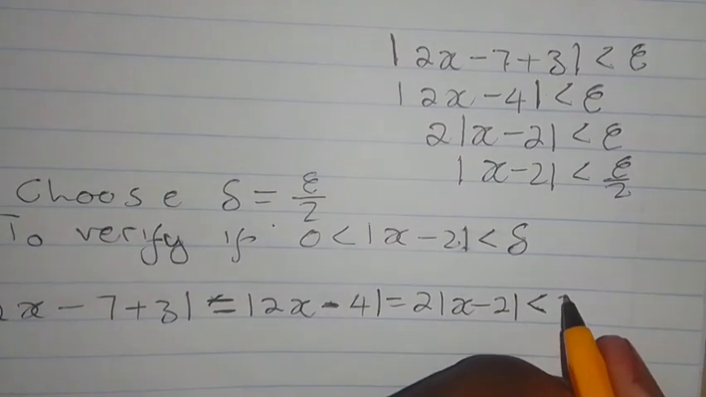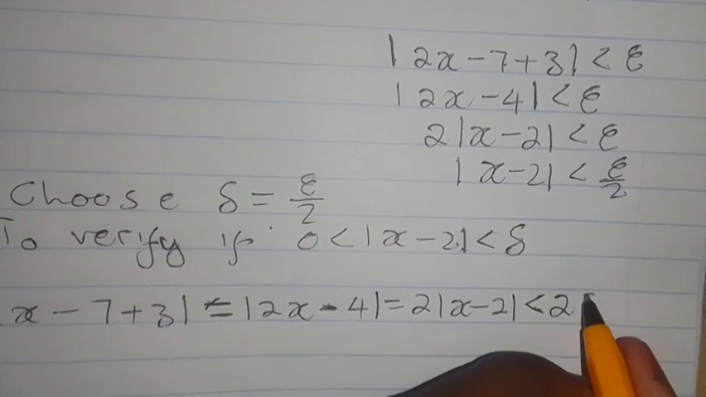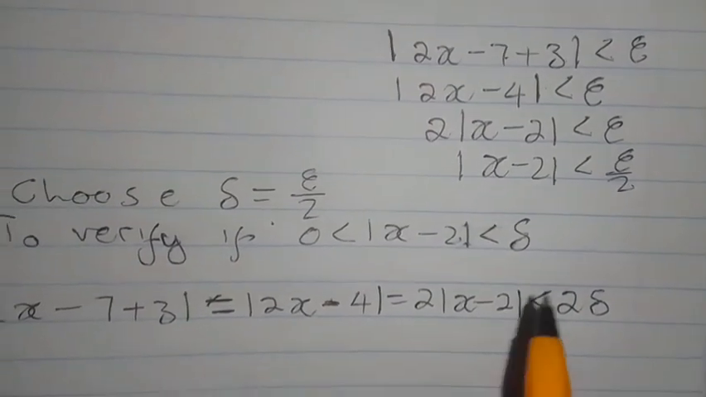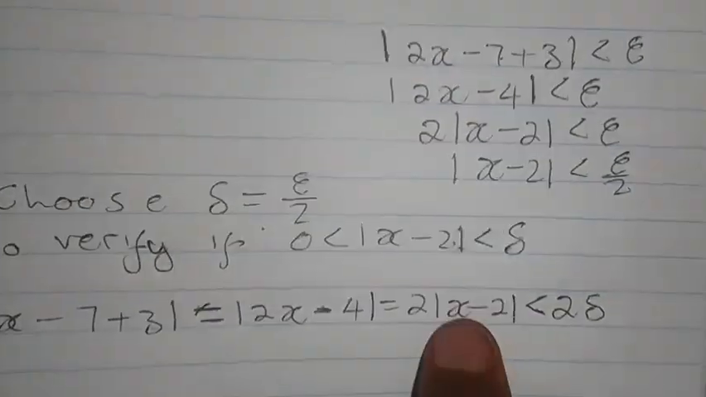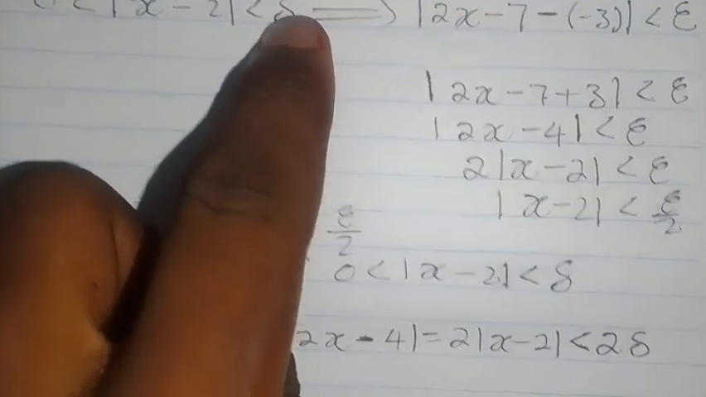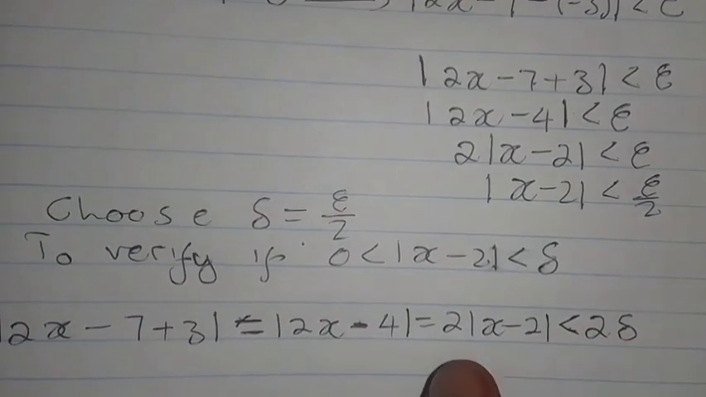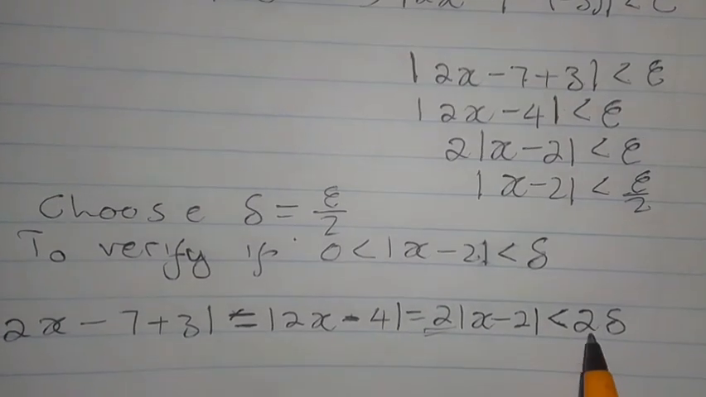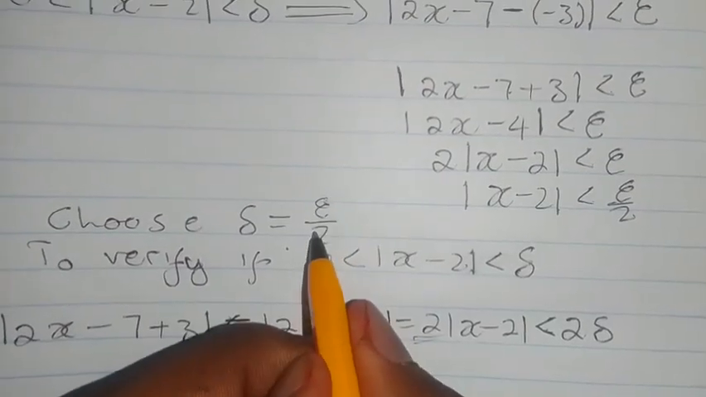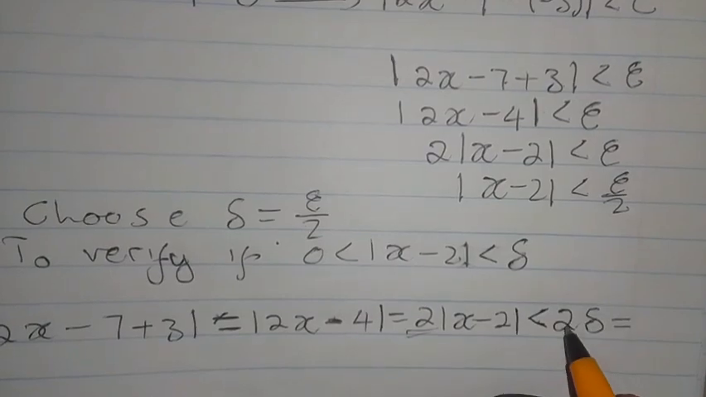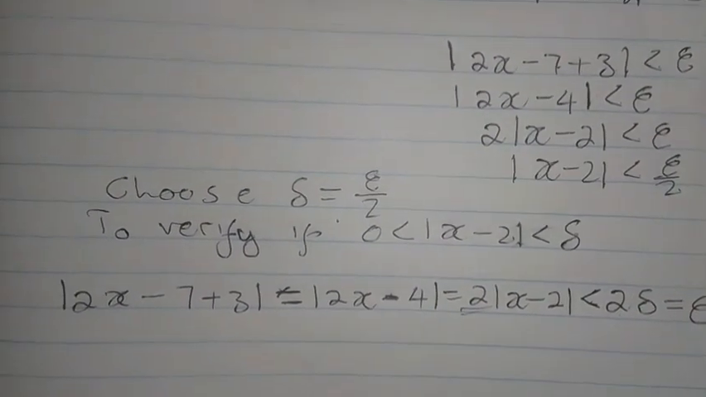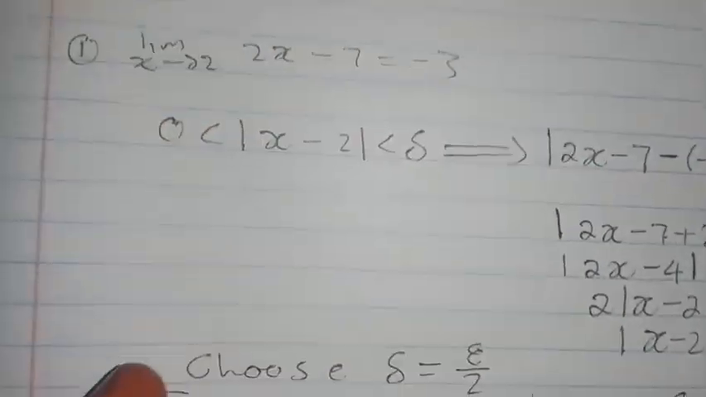This will be less than 2 delta, because you just have 2, and the absolute value of x minus 2 is less than delta. Then you have less than 2 delta. This 2 is the one that's here. And then what is delta? Delta is equal to epsilon over 2. So you have epsilon over 2 times 2, which is just epsilon. Then you've verified that one. So this is the proof of the first one.